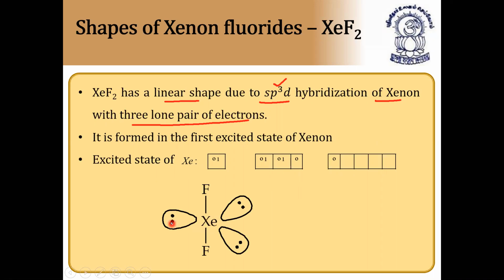Xenon has 8 electrons in the valence shell. 1 electron here, 1 electron here. So it has 8 electrons in the valence shell, plus 2 monovalent atoms attached. So 8 plus 2, 10.